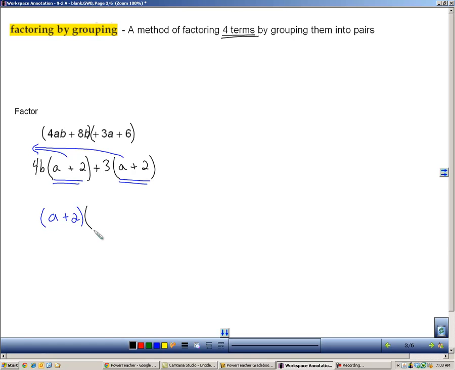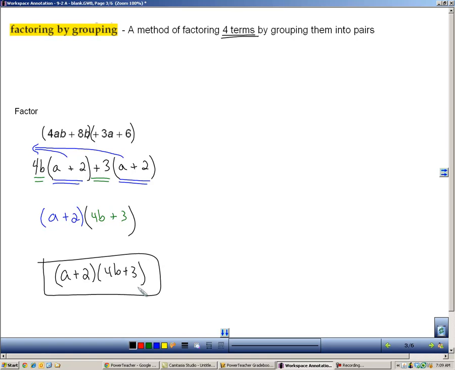Now the question is, after I factor out the a plus 2, what's left behind? Well, the answer, and I'll put this in green, is 4b plus 3. And then this would be my factored solution, a plus 2 times 4b plus 3. That means if I multiply those two binomials together and I FOIL them, I'll get my original 4-term polynomial.